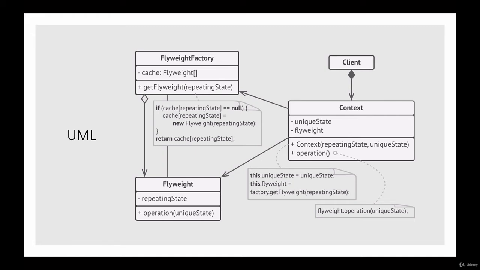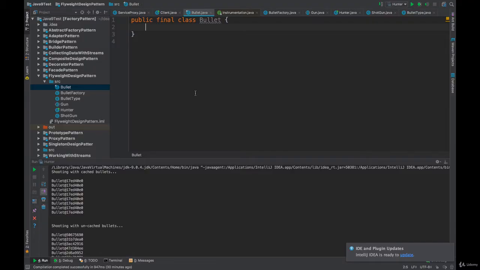So let's quickly have a look at a coding example where we will be designing this pattern from scratch. The example I'll be using involves bullets and guns. So let's quickly go and code this example from scratch. I'll be explaining how this works and what my example is. All right, everyone, here we are back with our coding example.